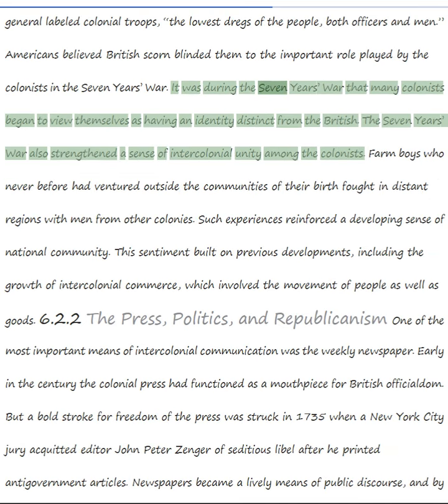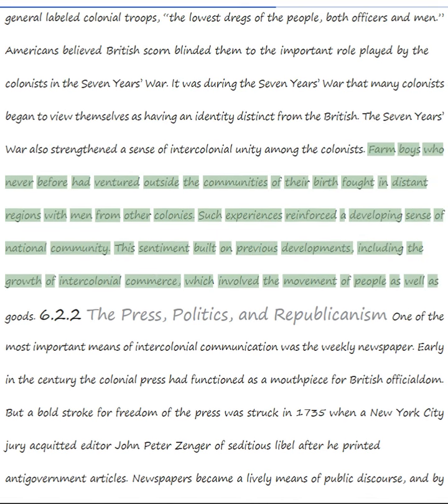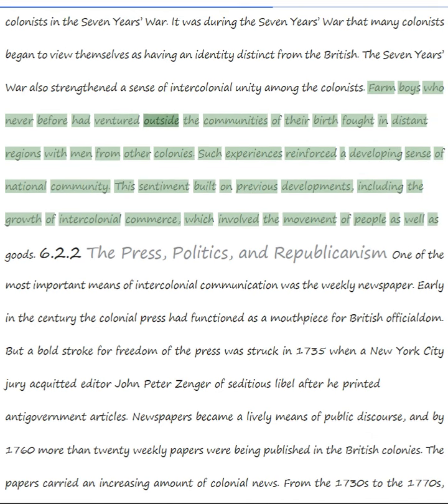It was during the 7 Years' War that many colonists began to view themselves as having an identity distinct from the British. The 7 Years' War also strengthened a sense of intercolonial unity among the colonists. Farm boys who never before had ventured outside the communities of their birth fought in distant regions with men from other colonies. Such experiences reinforced a developing sense of national community. This sentiment built on previous developments, including the growth of intercolonial commerce, which involved the movement of people as well as goods.